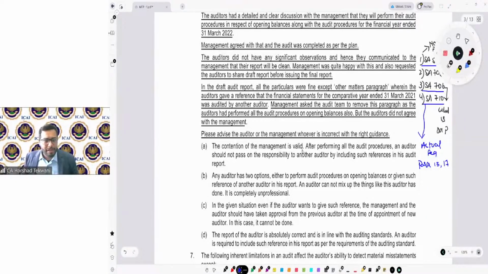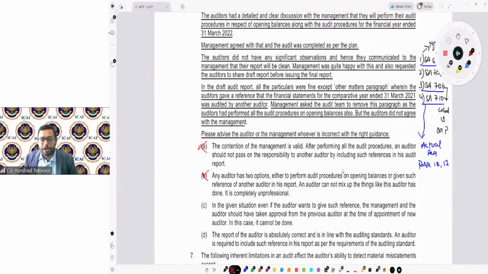The first option says management's view is valid. After performing all the audit procedures, an auditor should not pass on the responsibility to another auditor by including such a reference in the audit report, which is incorrect. This is required as per SA 710. The auditor has two options, either to perform audit procedures on opening balances or give such a reference to another auditor in the report. An auditor cannot mix up things like this; it is completely unprofessional. That is also incorrect.